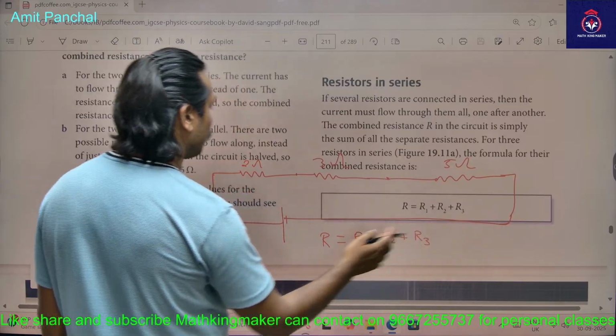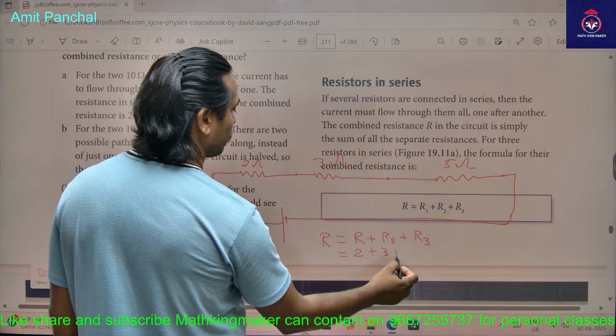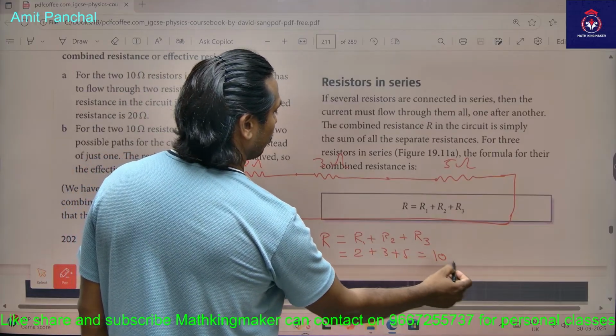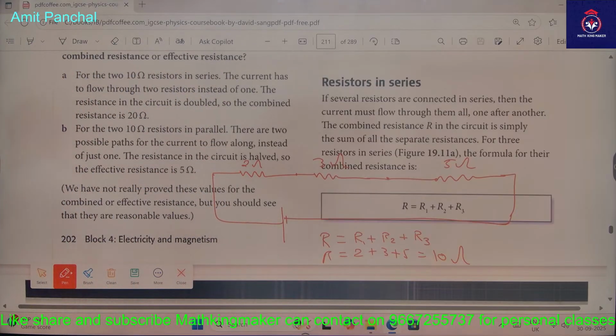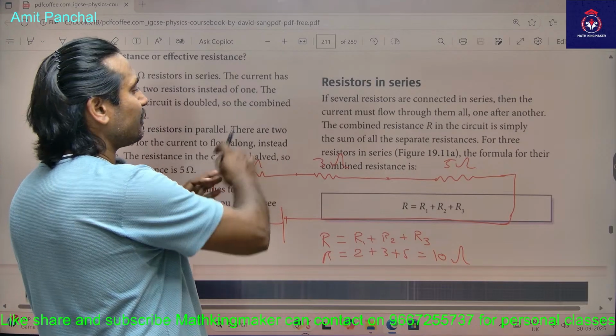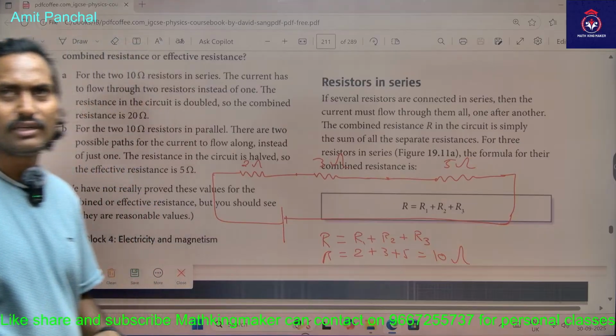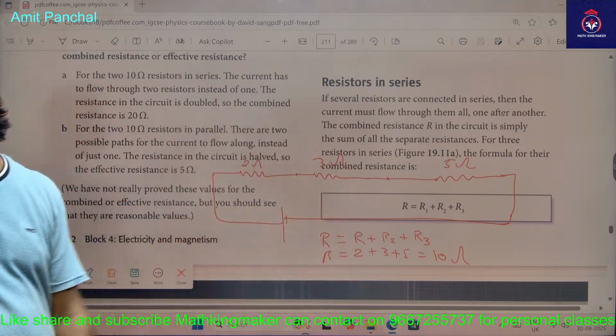You just need to add all these resistances. So that becomes 2 plus 3 plus 5. So how much is it? It becomes 10 ohm. So that will be the effective resistance of the circuit. So that means, if you want to increase the resistance of the circuit, what are you going to use? You are going to use series combinations.